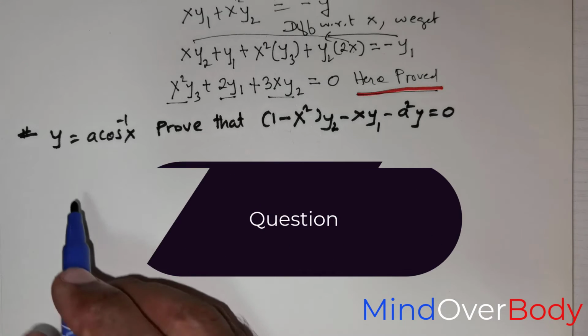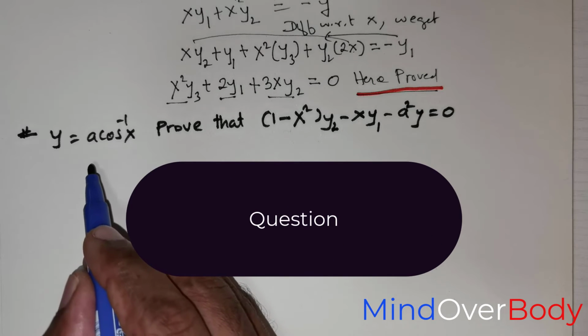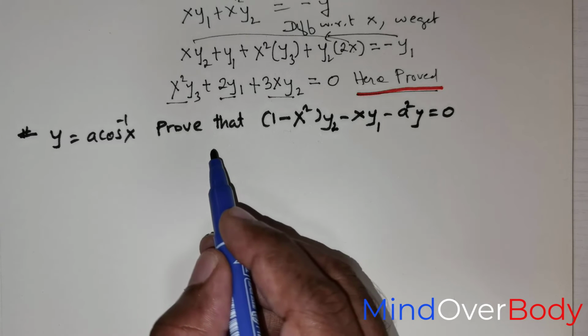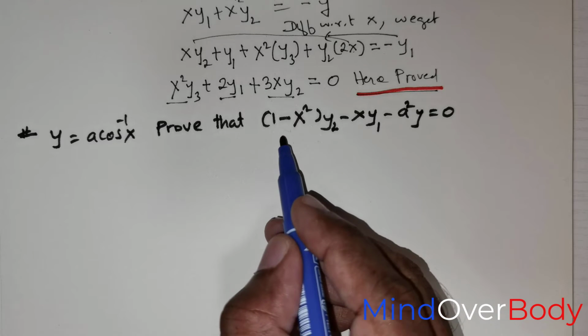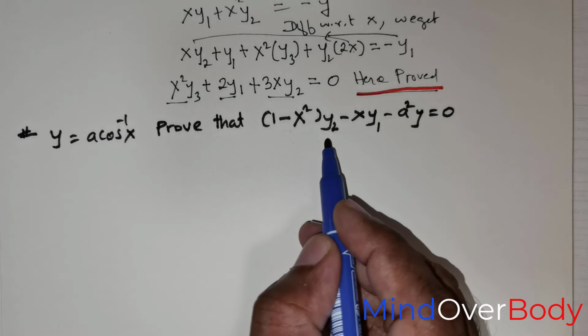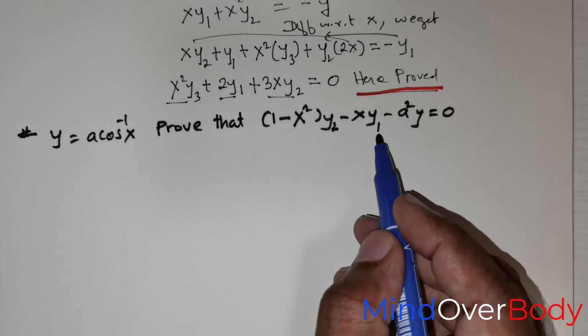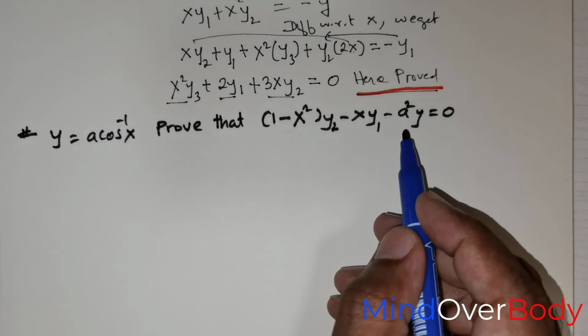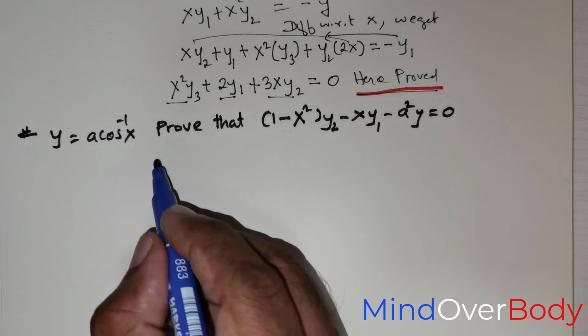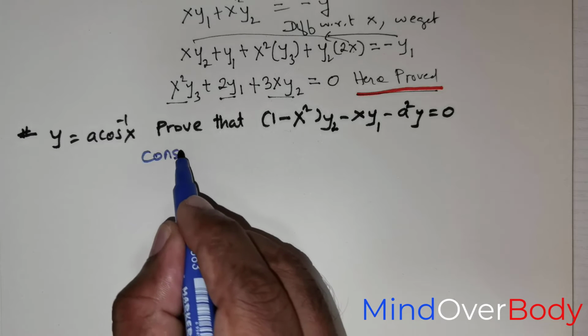Students, let's do this question. We have been given y is equal to a times cos inverse of x. We are expected to prove (1 minus x squared) times y2 minus x times y1 minus a squared times y is equal to 0.